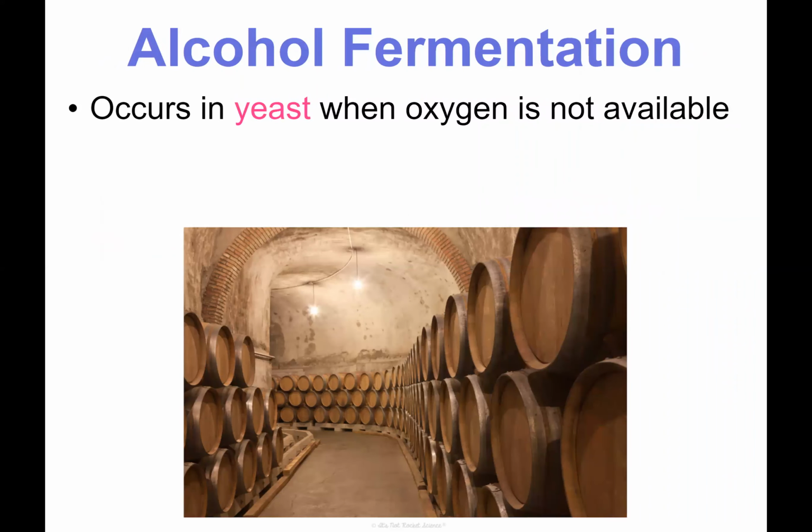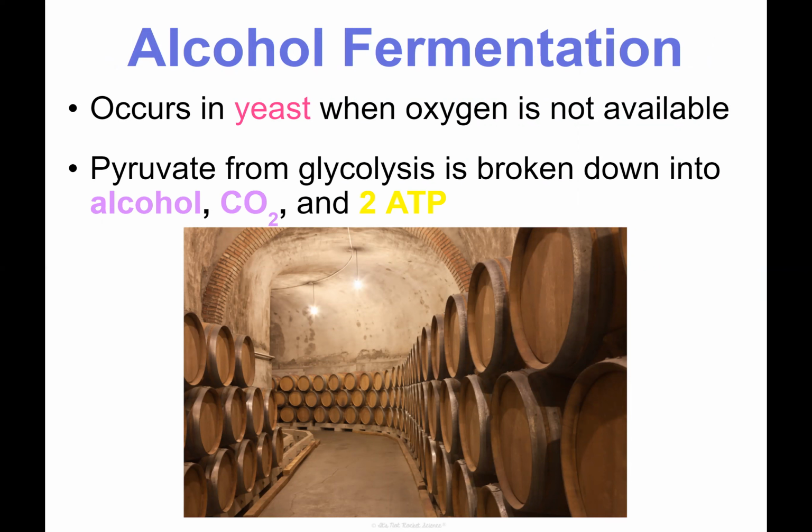Alcohol fermentation is going to occur in yeast. This is when oxygen is not available. So pyruvate from the glycolysis step is going to be broken down into alcohol and carbon dioxide, and it's also going to make 2 ATP just like your lactic acid. Plants can also go through alcohol fermentation. So if you're a plant or a yeast, you're going to take this alcohol fermentation. If you're a bacteria or animal cell, you will go through the lactic acid one.